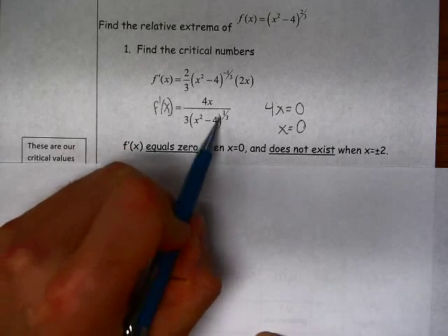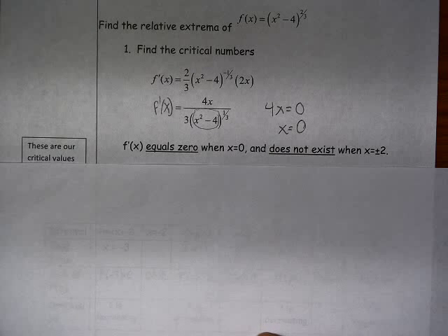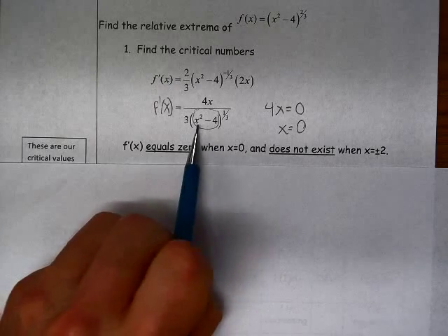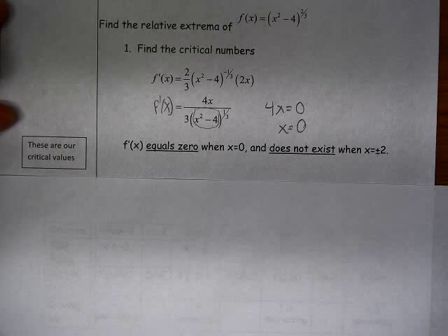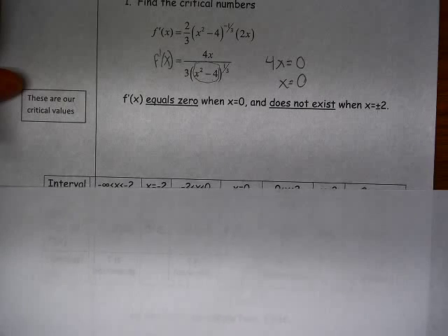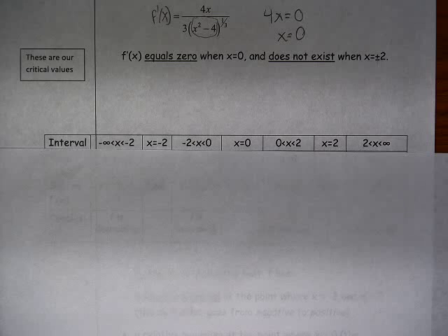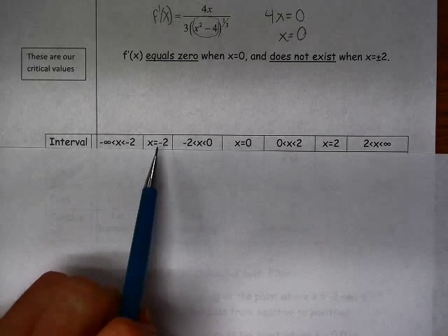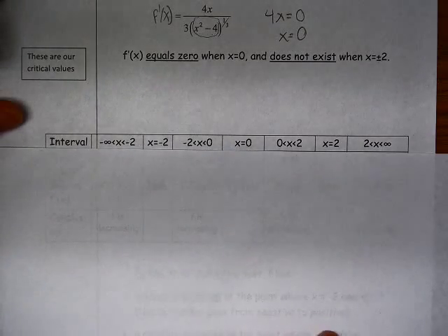And this derivative is not going to be defined when this quantity here is equal to 0. That'll give me a 0 denominator. And that happens at positive and negative 2 because of that x squared minus 4. So I have 3 critical numbers: negative 2, 0, and 2. So my table is a little more complicated this time. My intervals are going to look like this. I have my critical values, negative 2, 0, 2, and then the intervals in between those critical values.